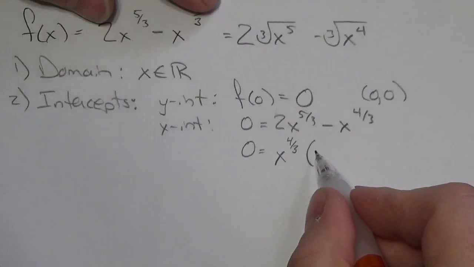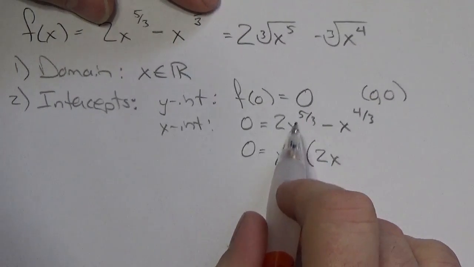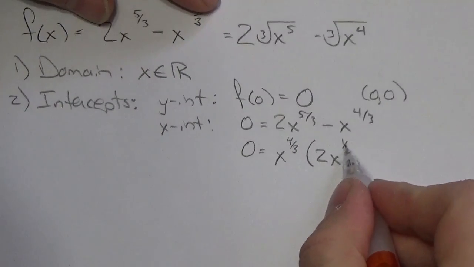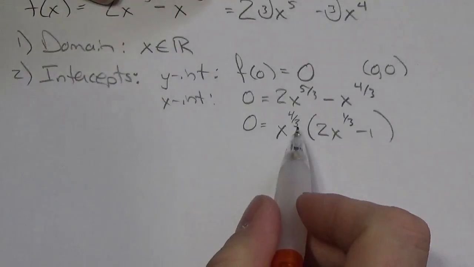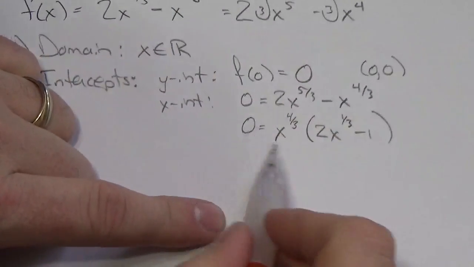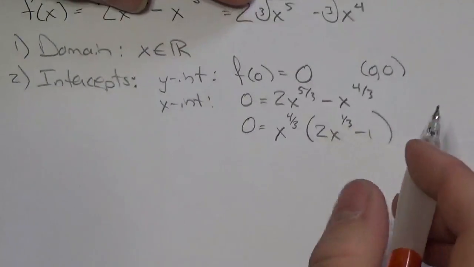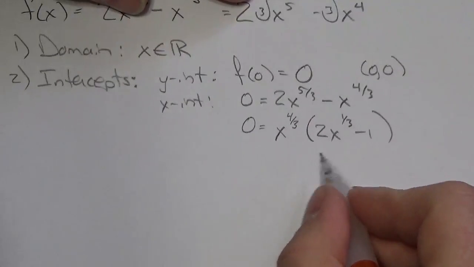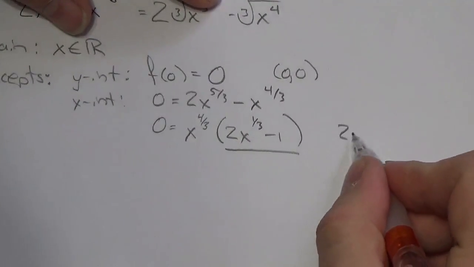That is going to leave me with, what have I got here? This is going to leave me with 2x to the 5/3 minus 4/3, which is x to the 1/3, minus 1. So where does this go to 0? Well, it goes to 0 where x is 0, and I already have that. I've already got the origin. But it's also going to go to 0 where this other factor goes to 0. So now we want to solve for this one right here.